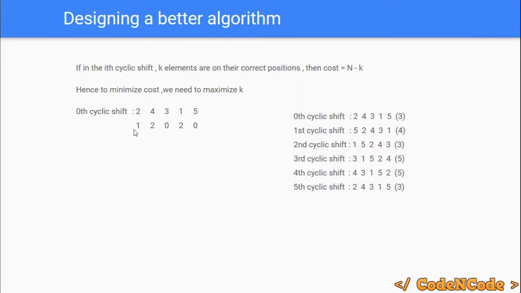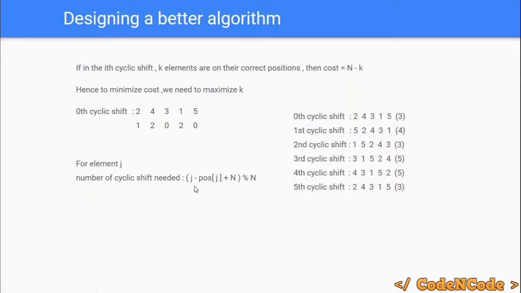Now the question is how to calculate the number of cyclic shifts on which the ith element will be on its correct position. So that can be calculated using this simple formula. For each element j, its correct position is actually j, right? So for element 3, its correct position is 3. So the actual position minus the current position plus n modulo n, this will tell you the number of right cyclic shifts needed to perform for this element to be on its correct position.